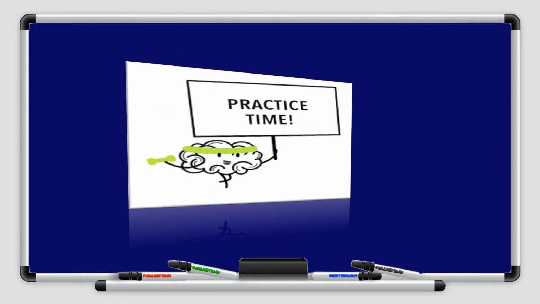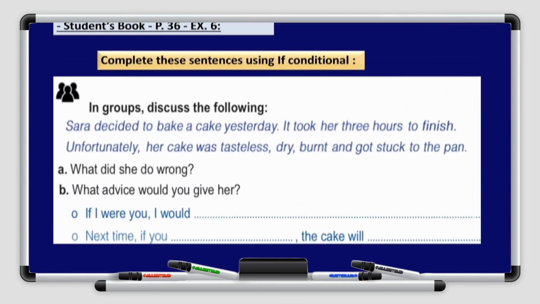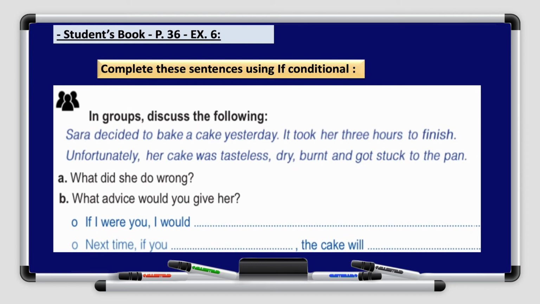And now let's apply what we have learned together. In your student book, page 36, exercise 6, you will complete these sentences using if conditional. Let's read it together. Sarah decided to bake a cake yesterday. It took her 3 hours to finish. Unfortunately, her cake was tasteless, dry, burned, and got stuck on the pan. What did she do wrong? What advice would you give her?